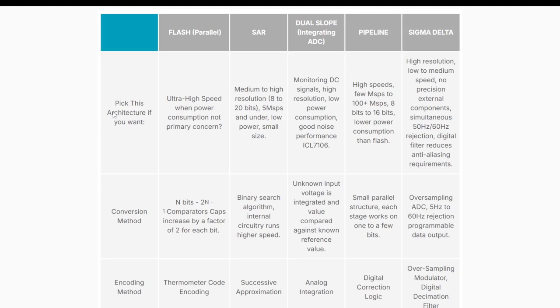So make sure that you understand these key differences: when we pick flash, SAR or sigma delta, and what are the relevant encoding methods for these ADCs, okay, for your exams, tests, quizzes, assignments.